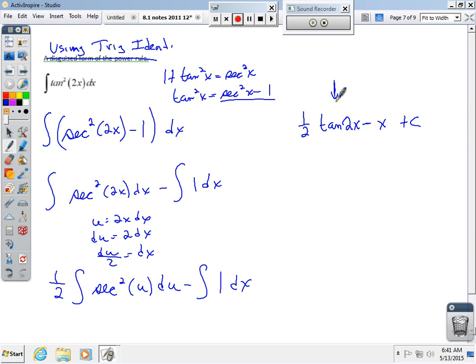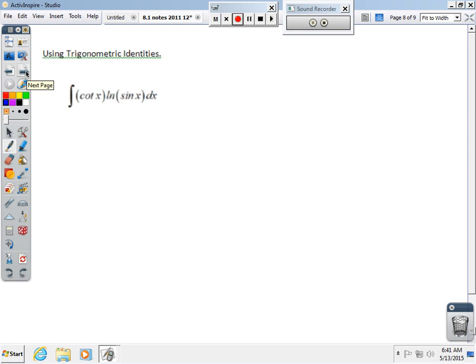All right, and then the last example. These directions should say a disguised form of the power rule. And again, try u substitution. In this case, it's going to work, but when you do u substitution, you're going to let u equal the ln of sine of x.